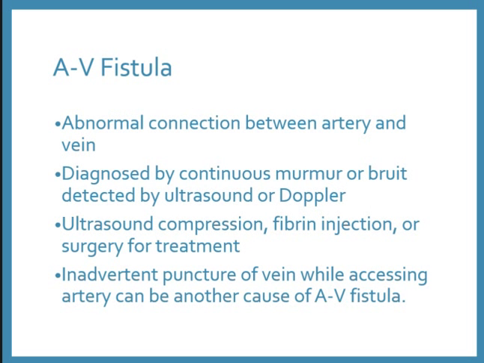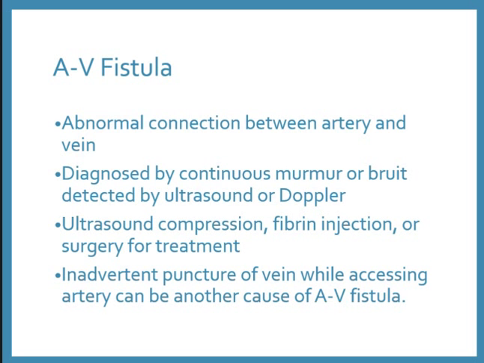An AV fistula is an abnormal connection between your artery and vein. It can be diagnosed by continuous murmur or bruit, usually detected by ultrasound or Doppler. They can do ultrasound compression, fibrinogen injection, or surgery for treatment. It's usually caused by an inadvertent puncture to the vein while accessing an artery.